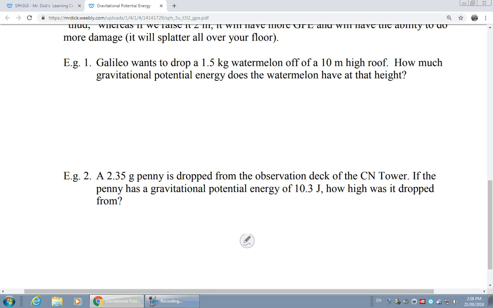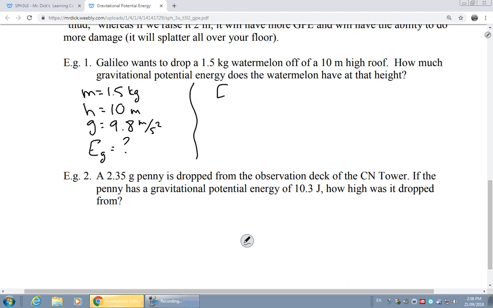So as always, we're going to state givens and requireds. So we are told that the mass of our watermelon is 1.5 kilograms. We are told that the height that Galileo is at is 10 meters. We are also always knowing that g is 9.8, so we keep that in mind. Meters per second squared, of course. And we are looking for Eg. What is the gravitational potential energy?